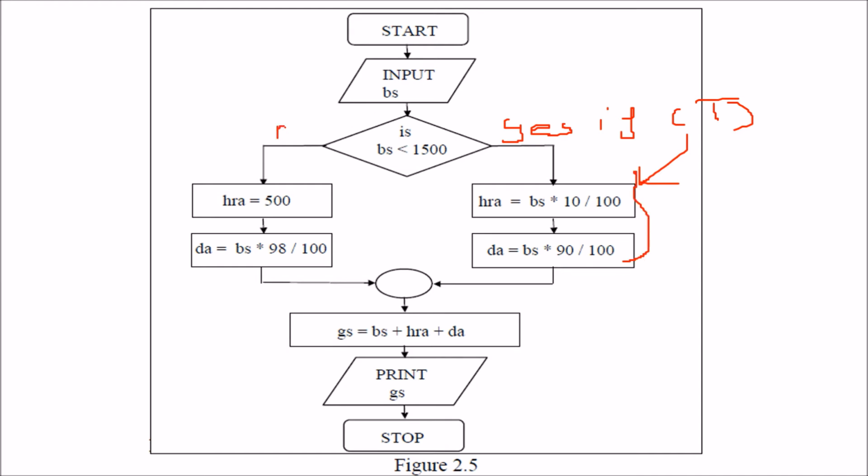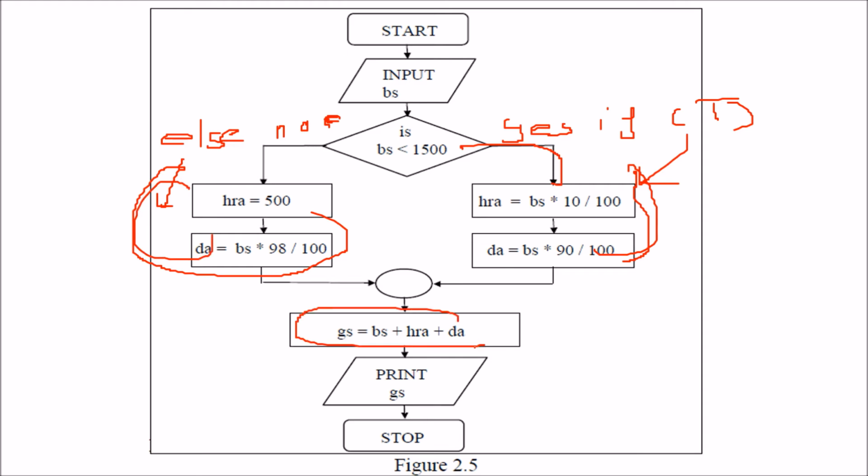Else, if this condition is false, no. If this is a yes, you go here. If this is false, you go this side. And you execute these two lines. That means you put this under else. If the condition is true, you execute two lines. If the condition is false, that means you have to go to the else and you print these two lines and you have to compute the addition and print GS.